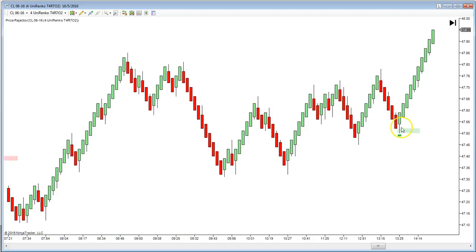Okay, here's one. What time is this? This is just about 1:30 in the afternoon. Again, 2:10 is the close, but it's a nice move. 45, 47, 55, 56, 57, 58, somewhere in there. Up to the 90 level.